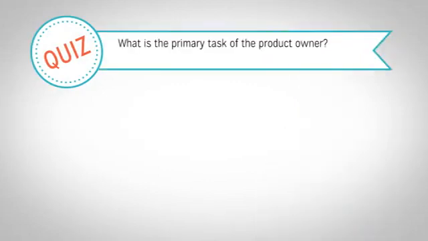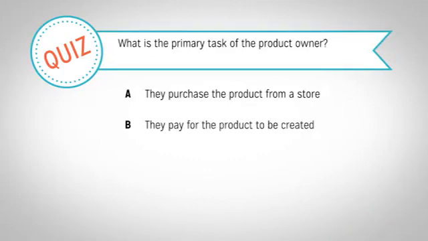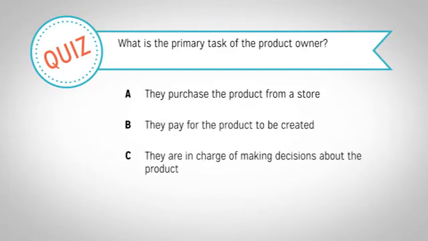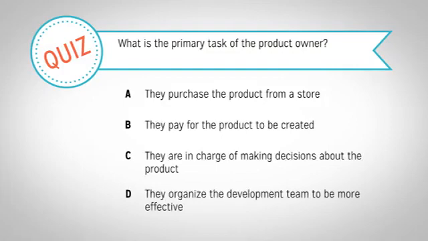One role in the Scrum team is called a product owner. What is the primary task of the product owner? A, they purchase the product from a store. B, they pay for the product to be created. C, they are in charge of making decisions about the product. Or D, they organize the development team to be more effective.